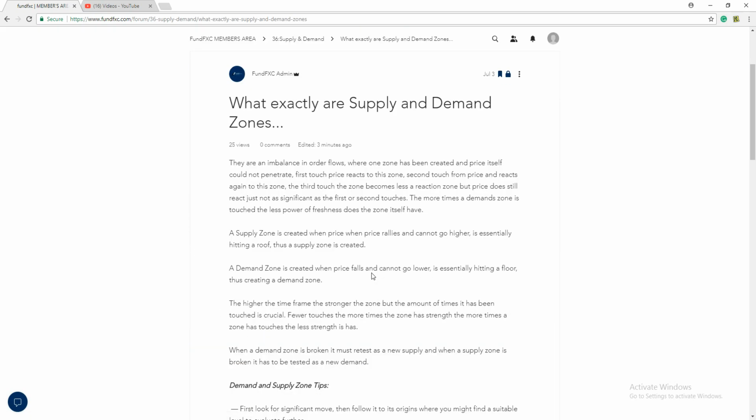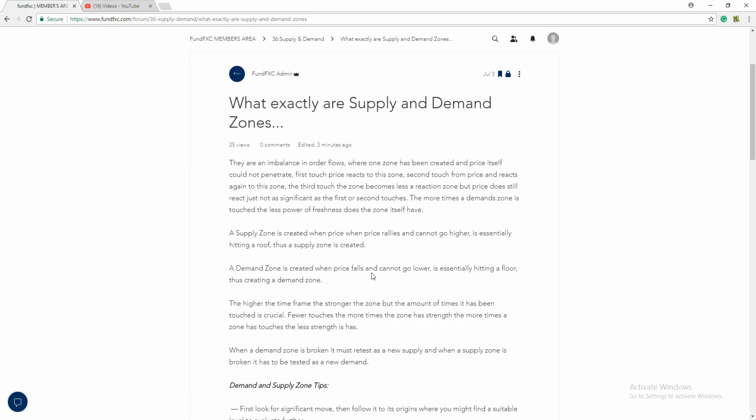What exactly are supply and demand zones? They are an imbalance in order flows where one zone has been created and price itself could not penetrate. The first touch reacts to the zone, the second touch from the price reacts again to the zone, the third touch becomes a lesser reaction, not as significant as the first or second touches. The more times a demand zone is touched, the less power of freshness the zone itself has.